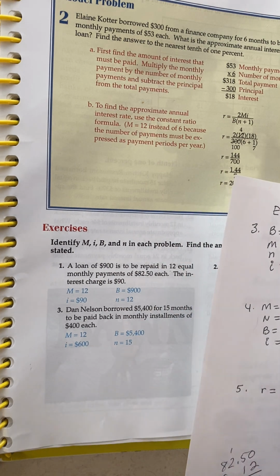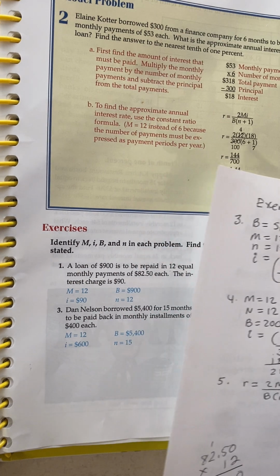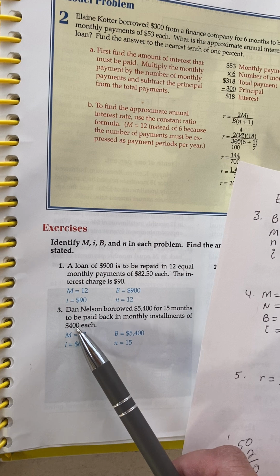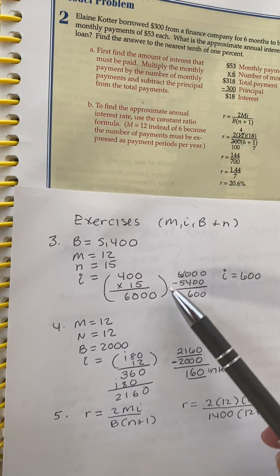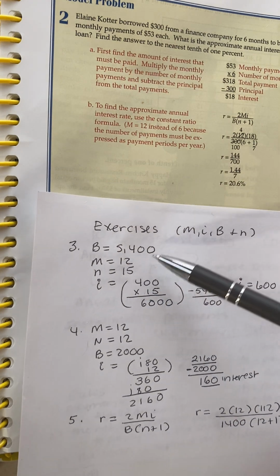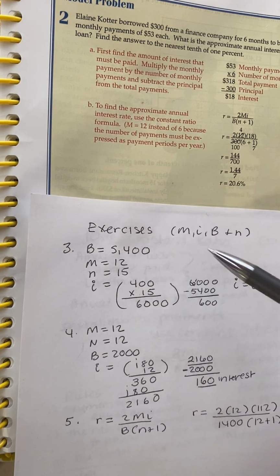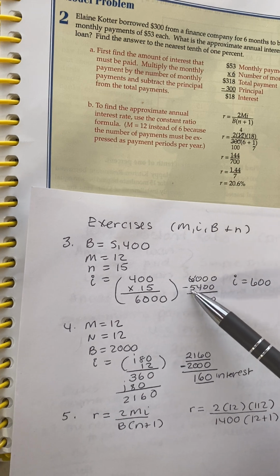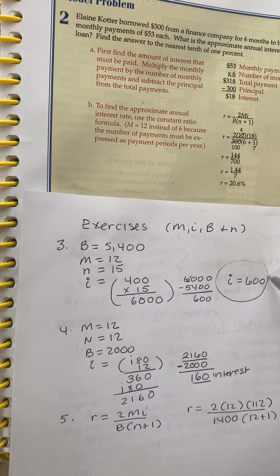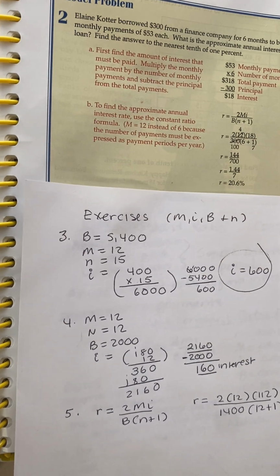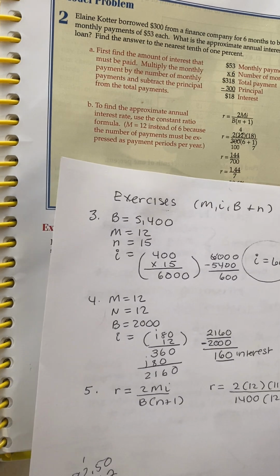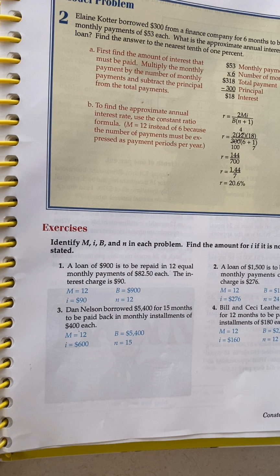But we need to know the interest we're paying. So how do we find the interest? Well, easily. We have $400 paid for 15 months. So I took $400 times 15, and I got $6,000. Well, we only borrowed $5,400, so 6,000 minus 5,400, and subtracting, our interest, we paid $600 interest. Now we have all the parts we need to plug into our formula. Okay, let's go on to number 4.